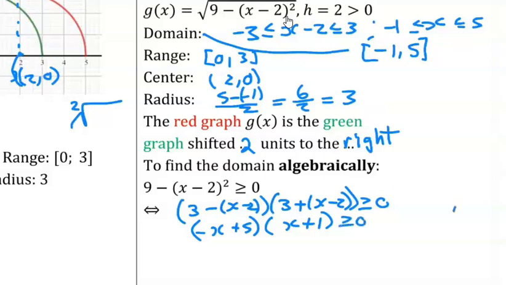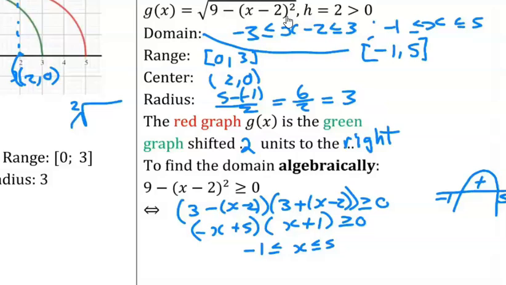So this is a parabola that's concave down, and it will have values of minus 1 and 5. And greater or equal to is there, so x is less than or equal to 5, greater or equal to minus 1. So if I solve it algebraically.